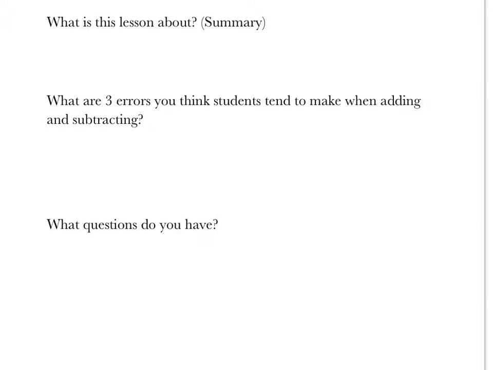All right, as part of your reflection, I do want you to do this part. So what's the summary? What did we talk about today? What are the steps? What do you need to remember? These are things that are going to go into your study guide that you're going to fill out at the end of class tomorrow. And then what are 3 errors you think students tend to make when adding or subtracting those rational expressions? So I pointed out a couple of things in the video, so go ahead and write down what are 3 errors you think students tend to make. And then are there any questions that you have?